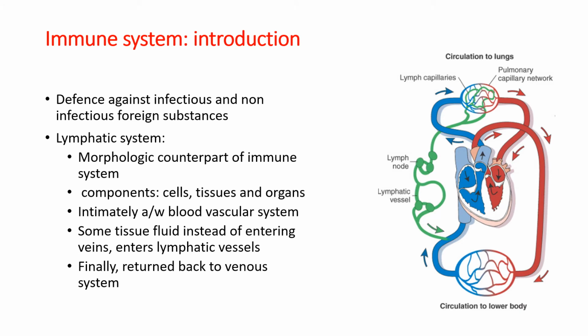The immune system performs the role of defense of the body against infectious and non-infectious foreign substances. The lymphatic system is the morphologic counterpart of the immune system. It comprises all the cells, tissues, and organs that are involved in the defense mechanisms of the human body. The lymphatic system is intimately associated with the blood vascular system, and together these two constitute the circulatory system.